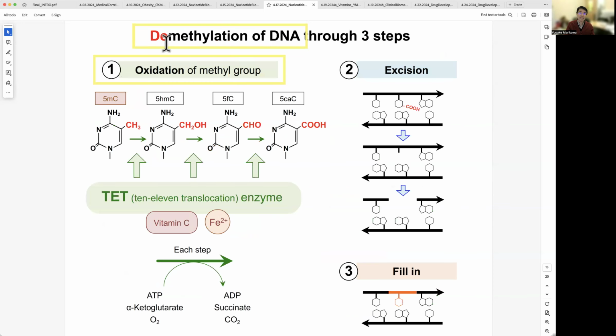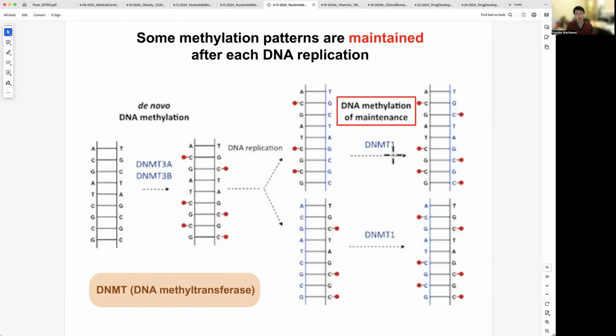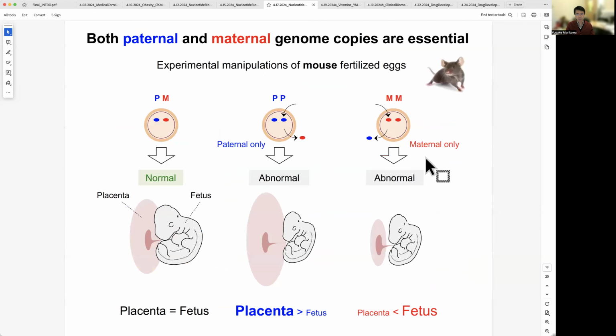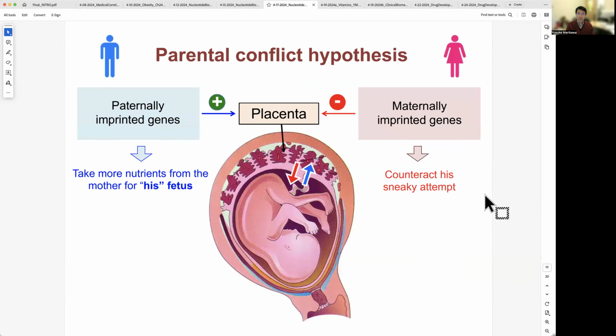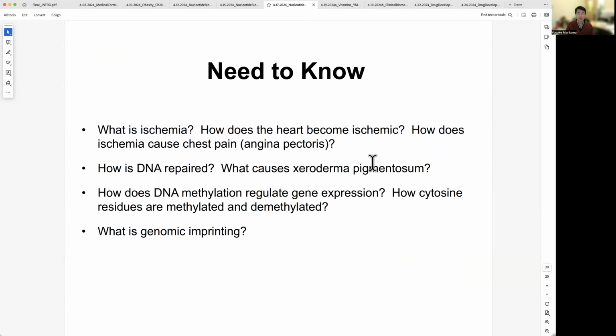Now we also have a demethylation process, DNA demethylation. It's a complicated process, but the first reaction is the oxidation of the methyl group. That's the initial step of demethylation of DNA. This imprinting is interesting stuff, but I'm probably not going to ask any questions about genomic imprinting.